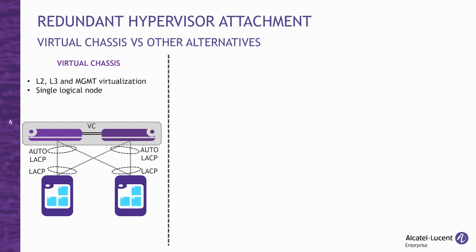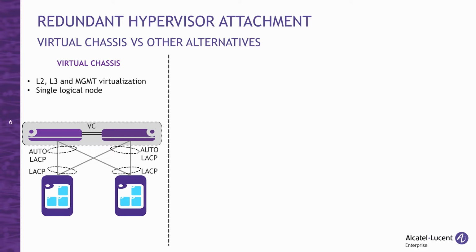The recommended option for hypervisor attachment is a virtual chassis with auto link aggregation. Virtual chassis virtualizes both switches at both layer 2 and layer 3, as well as the management plane, and it provides simple active-active load balancing. Plus, LACP is automatically configured. Note that most data center vendors do not support this, however. It's an advantage of AOS.